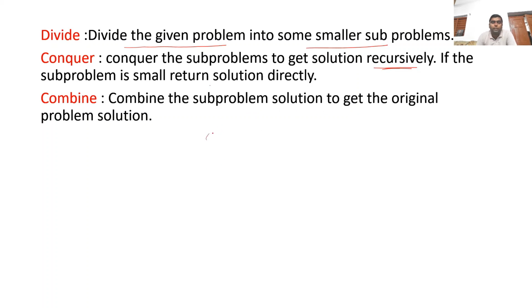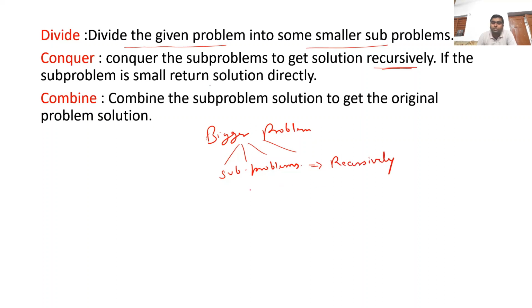What we are doing here is, we have a bigger problem and we are breaking it down into subproblems, and solving those subproblems recursively. After solving those subproblems, ultimately we are combining the solutions of those subproblems to get the final solution. So this is our approach in the divide and conquer technique: divide, conquer, and lastly combine.